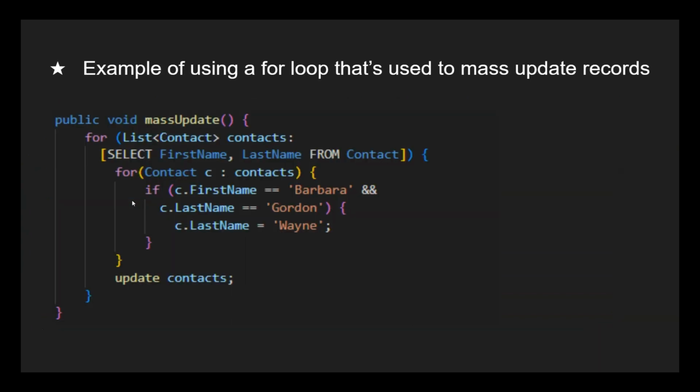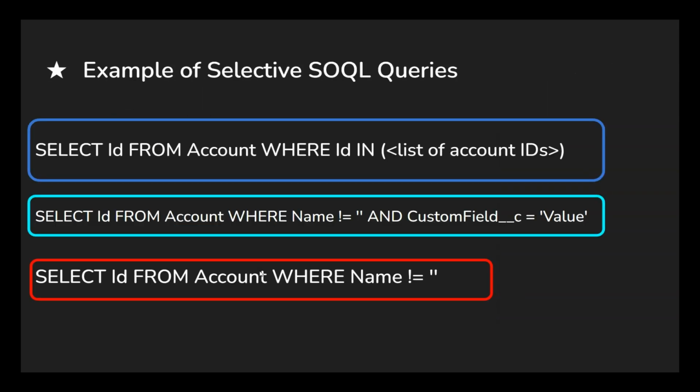This is one example of using a for loop to mass update records. In this example, we are querying the contact records and looping through each contact, and we have a condition here where first name equals Barbara and last name equals Gordon. If the condition matches, then we update the last name as Wayne and finally perform a DML operation.